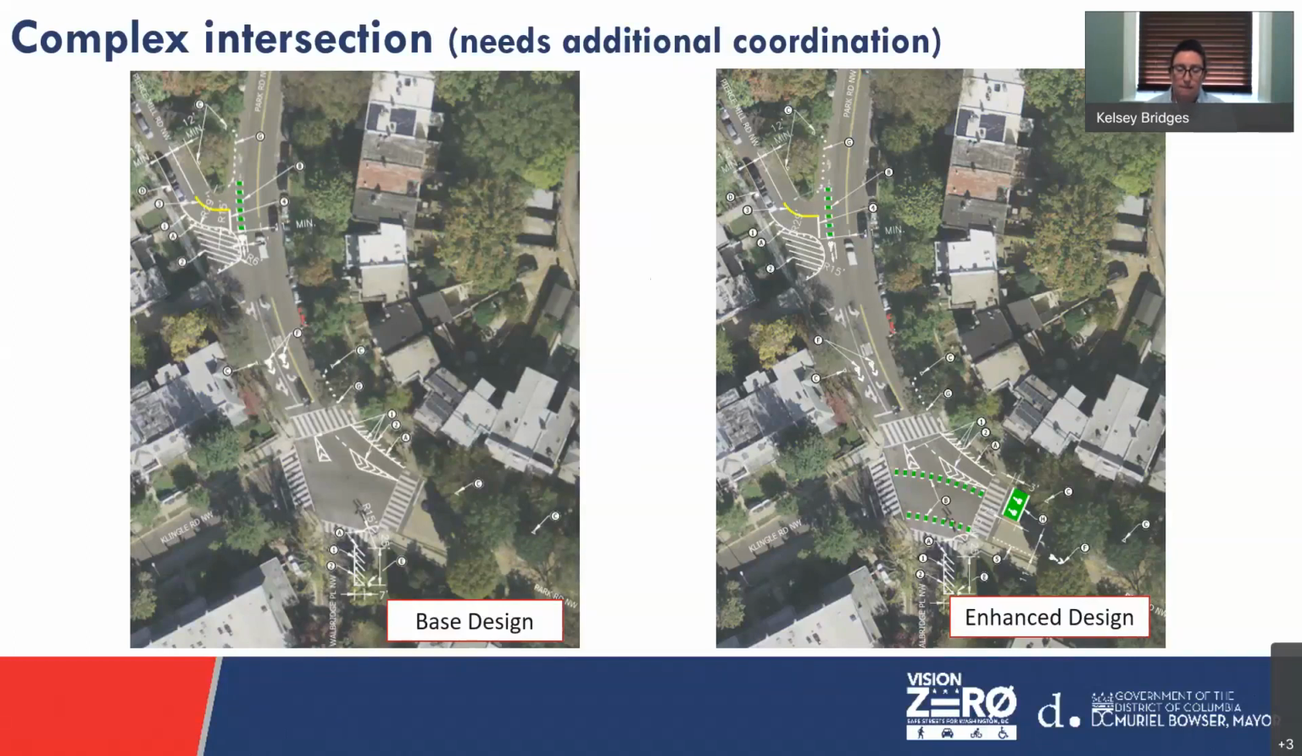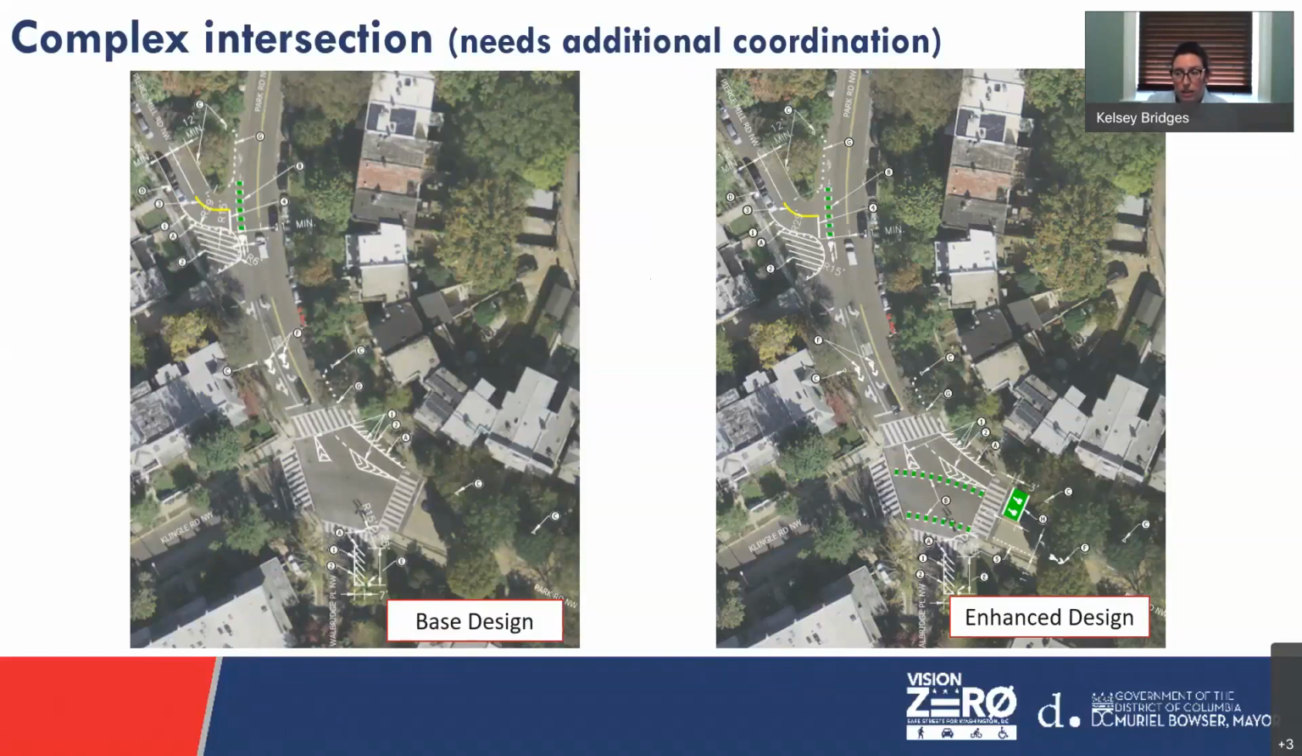For example, it may be removing a turning maneuver, or proposing a different type of lane width configuration than currently exists. Those things require a different type of analysis, and they can't be installed quickly without doing that analysis. Enhanced designs may suggest changes to turning movements, and they'll need, as I mentioned, further community engagement.